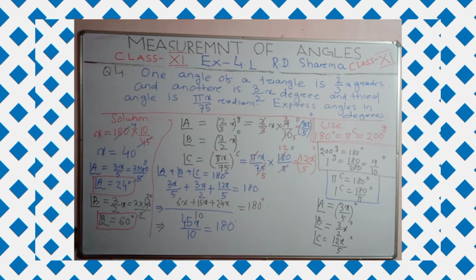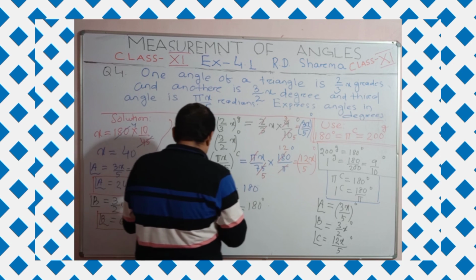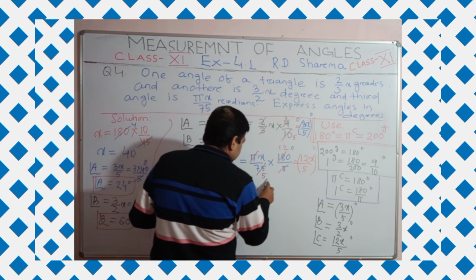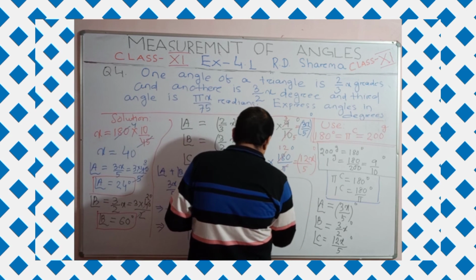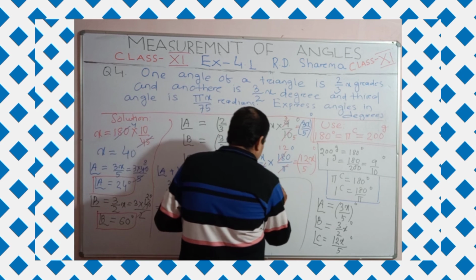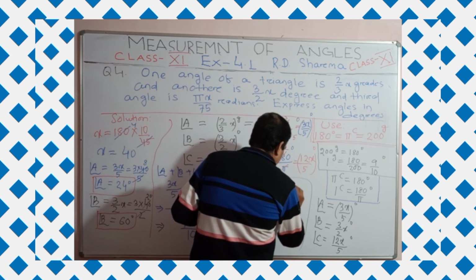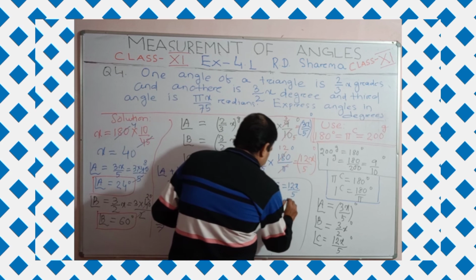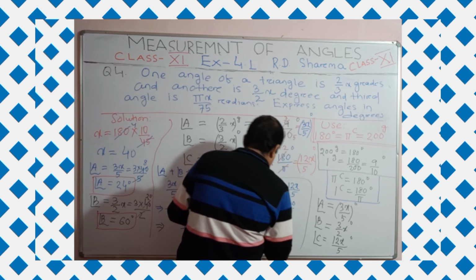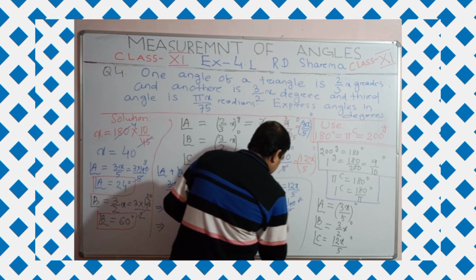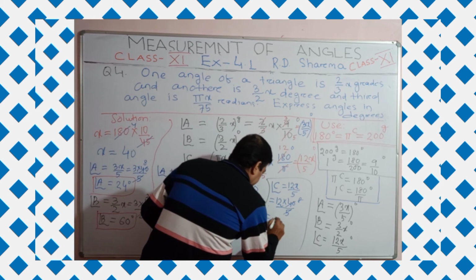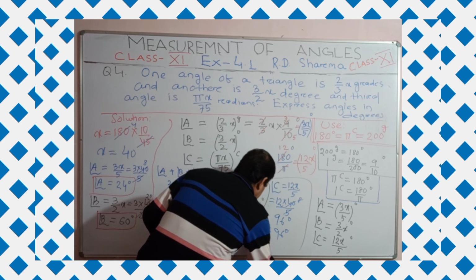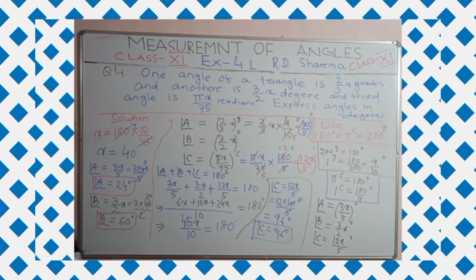And angle C. Let's find out angle C. You see, angle C is given as 12x upon 5. 12 into the x value 40 by 5. Here 40 divided by 5 is 8, and 12 times 8 is 96. So angle C will be 96 degree. Understand? Okay.